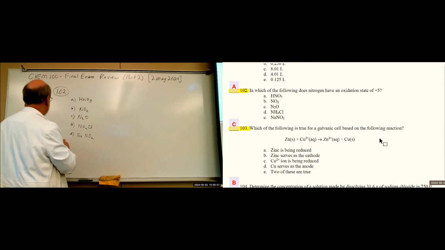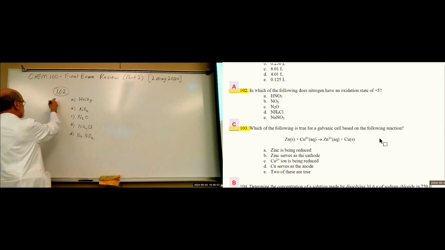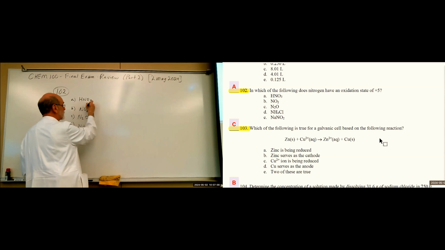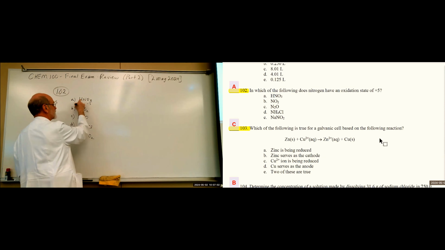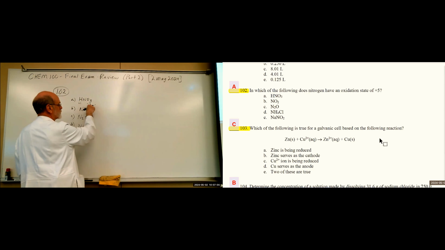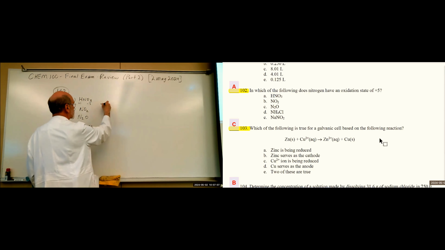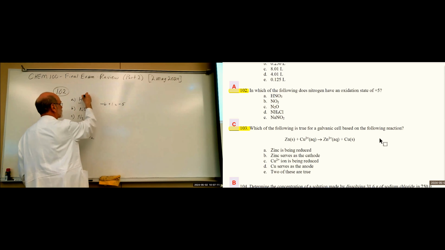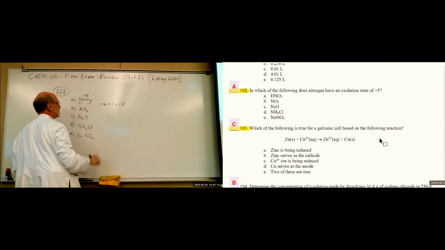We're looking for oxidation state of +5. So how do we find that? Well, oxygen is assumed to be a -2. And hydrogen in this case is a +1. So 2 times 3 is a -6, and a +1 equals a -5. That means this nitrogen must be +5 to balance the charge. This is a neutral compound that has to be balanced by this value. So there's your answer.